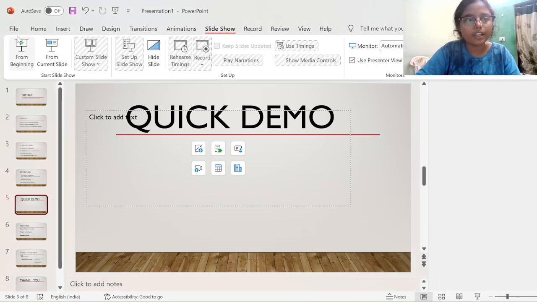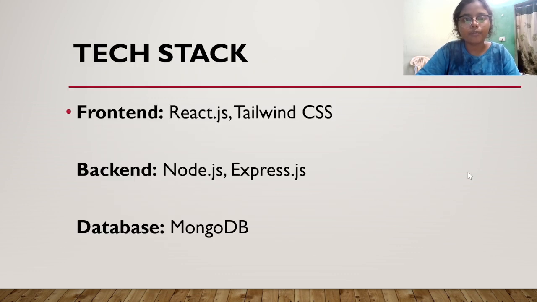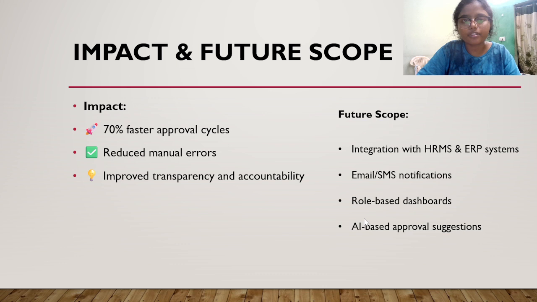So here you have seen the quick demo of our project. So what is the tech stack which I have used in this? I have used React along with Tailwind CSS. For the backend, I have used Node.js with Express.js, and for the database, I have used MongoDB.